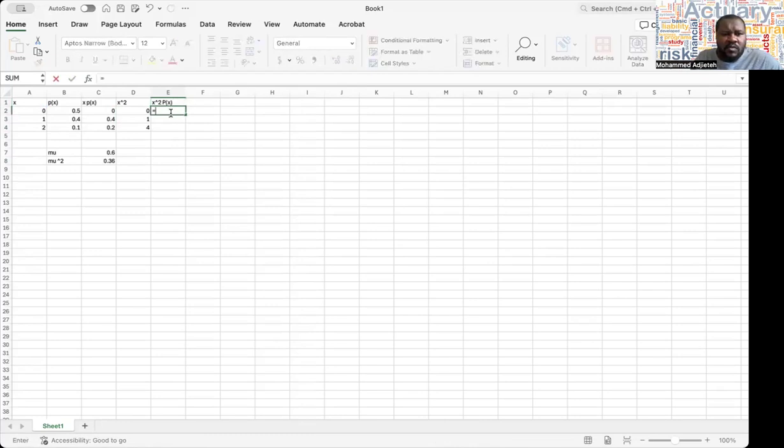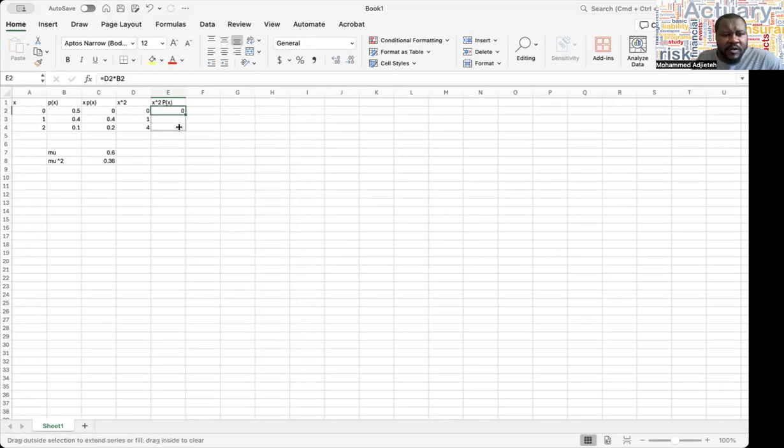So this is equal to x squared multiplying p of x. This is p of x here. You just have to be careful so you don't do x p of x. It's x squared multiplying p of x. So you do that. This gives you 0.